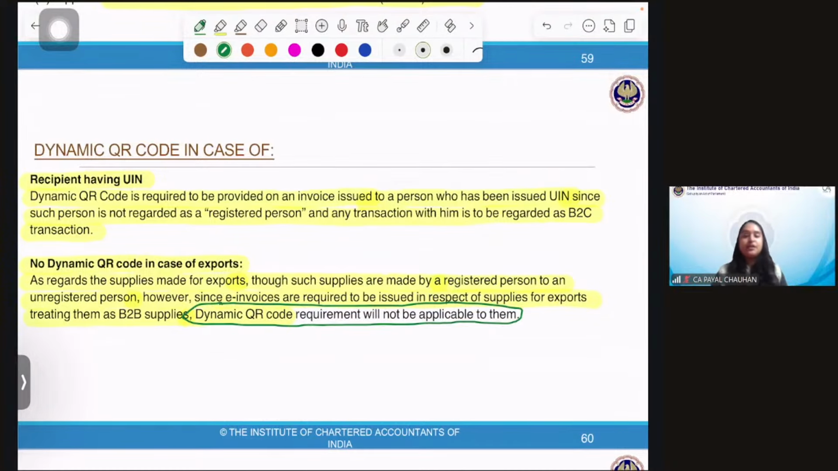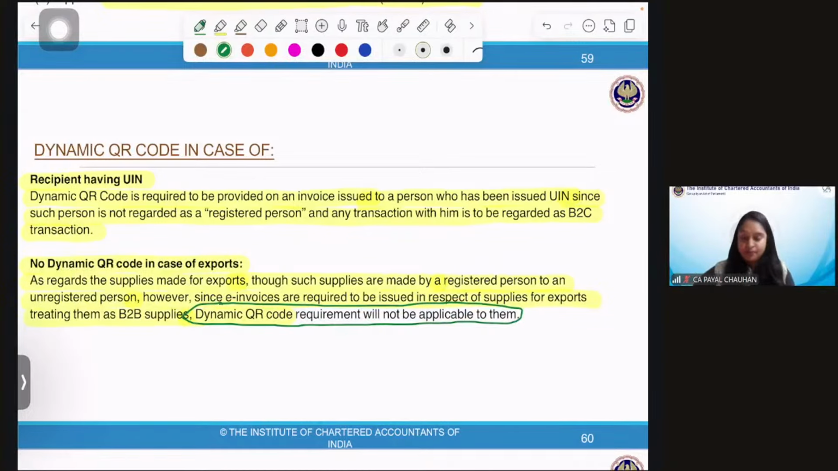My question to you is, I am making an export. I'm making an export e-invoice, and the static code is already mentioned. So do I need to put a dynamic QR code? No, I need not put one.